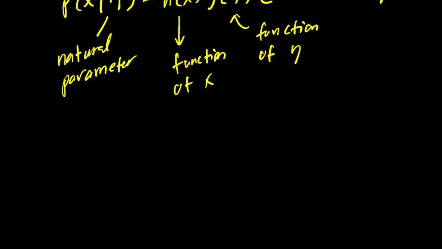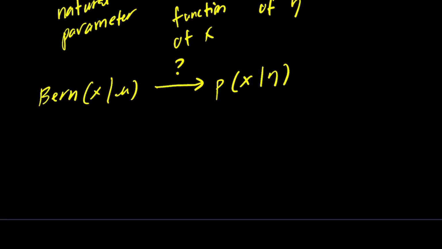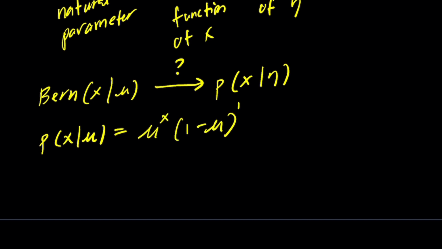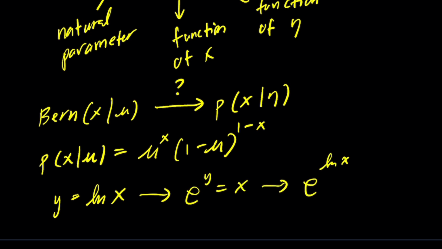Now our question is, how do you convert the Bernoulli form earlier of x given mu to this form, which is your probability of x given your natural parameter? Our Bernoulli function, let's say p of x given mu, has this form: mu to the x times 1 minus mu to the 1 minus x. Now recall this relationship: given some y, which is defined as the natural logarithm of x, it follows that e to the y is equal to x. So e to the ln of x is equal to x.